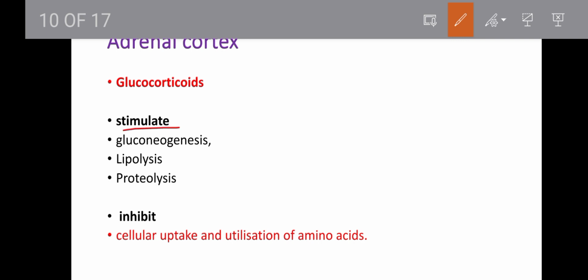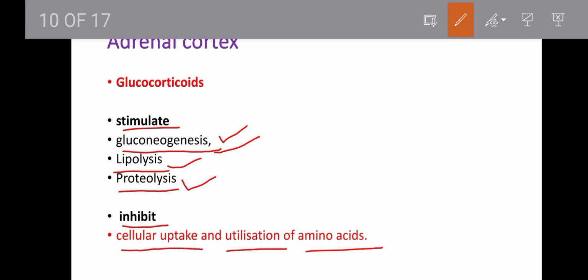Glucocorticoids stimulate gluconeogenesis, that is, formation of new glucose. They also stimulate lipolysis, that is, breakdown of lipids, and proteolysis, that is, protein breakdown. Glucocorticoids inhibit cellular uptake and use of amino acids. This is important.